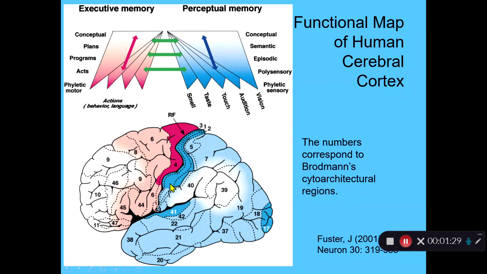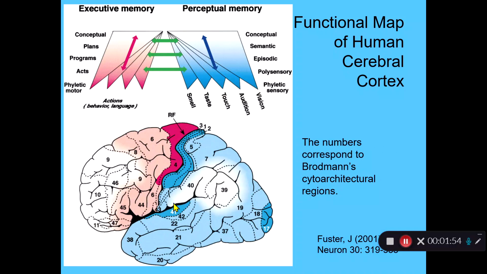So it turns out that the lobes in the back, parietal, occipital, and temporal, are involved mostly with sensation and perception, whereas the front of the brain is involved with motion, action, and planning. So the red parts are for motion, action, and planning. The blue parts are for sensation and perception. This slide illustrates that very nicely in this color code.